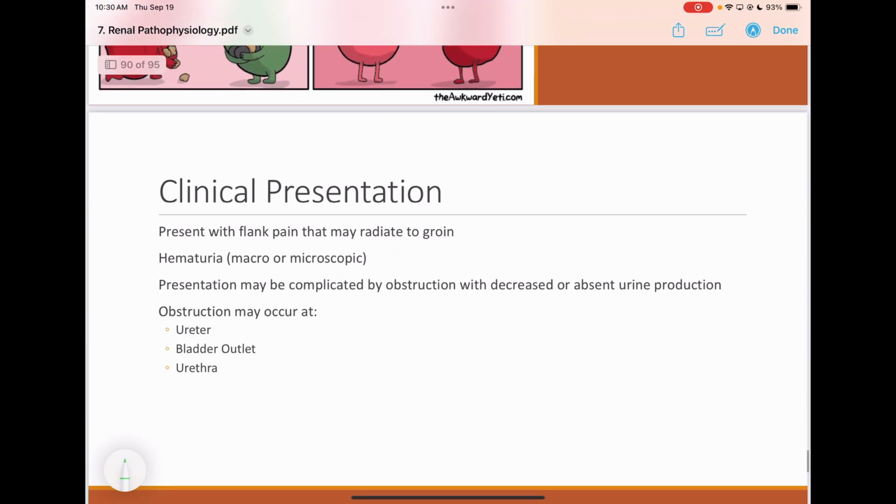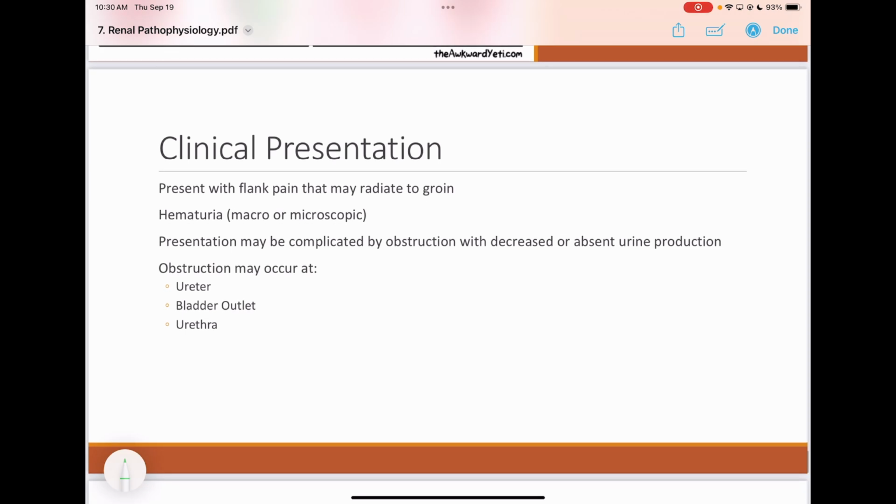Okay, so flank pain that may radiate to the groin. That's why you do CVA tenderness, looking for any type of irritation in the kidney, some sensitivity. They're going to have hematuria because as that crystal is moving down the tubes, it's scraping along the urethra or the ureters and causing damage. That's going to spill some blood.